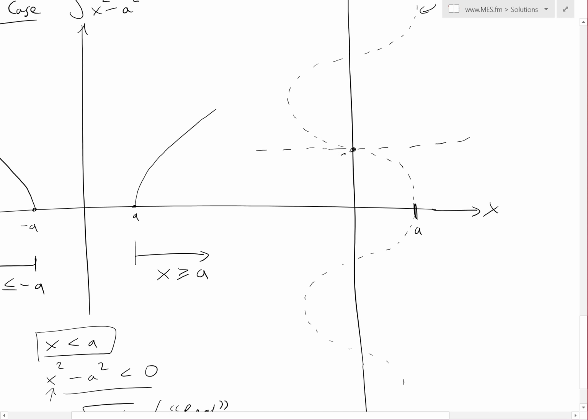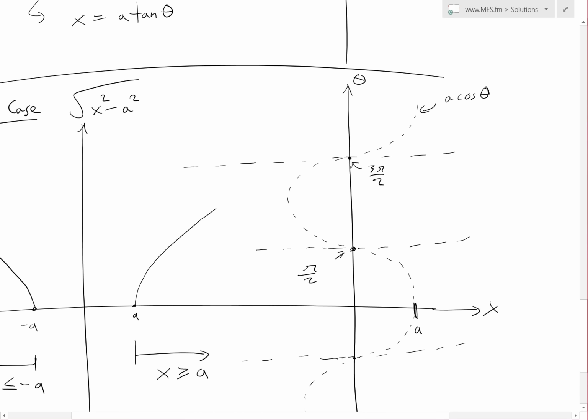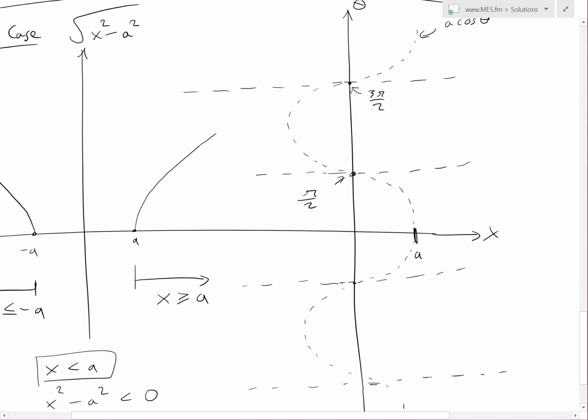This right here is pi over 2. Here again we'll have this asymptote line like that, and an asymptote line like this. This asymptote line is going to be 3 pi over 2, and same as over here. So now we could draw our secant, and as you can see, when you're dividing close to 0, it's going to get really, really large. So we're going to have an asymptote line like that. So this is our a secant theta.